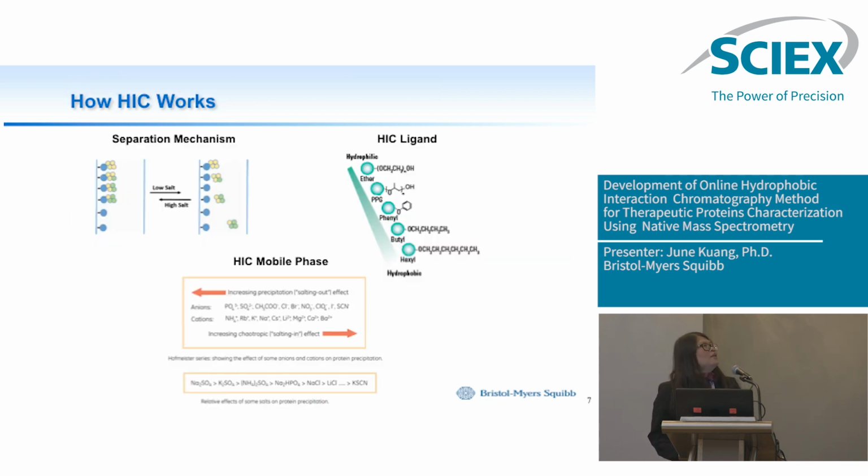So let's take a look at how HIC works. Hydrophobic interaction chromatography is based on the interaction between the surface hydrophobicity of the protein, the water molecules, and the HIC ligand. It also depends on the salt concentration of the mobile phase. When the salt concentration of the mobile phase is high, it enhances the binding between the protein and the HIC ligand. And when we decrease the salt concentration of the mobile phase, it weakens the binding between the protein and the HIC ligand, so the protein will elute from the column.